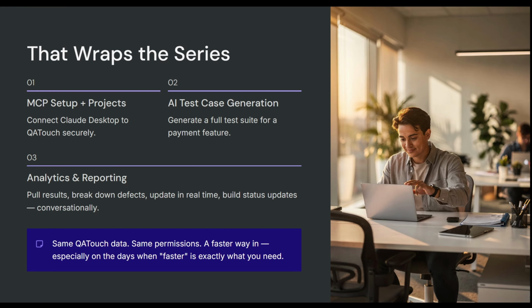So that wraps up the series. We set up the QA Touch MCP connection with Claude, used it to manage projects, generate a full test suite for the payment feature, and now we've used it to pull test results, break down defects, update results in real time, and build a status update, all through conversation. None of this replaces QA Touch. It's the same data, same permissions, same project. It's just a faster way to get it, especially on the days when faster is exactly what you need.